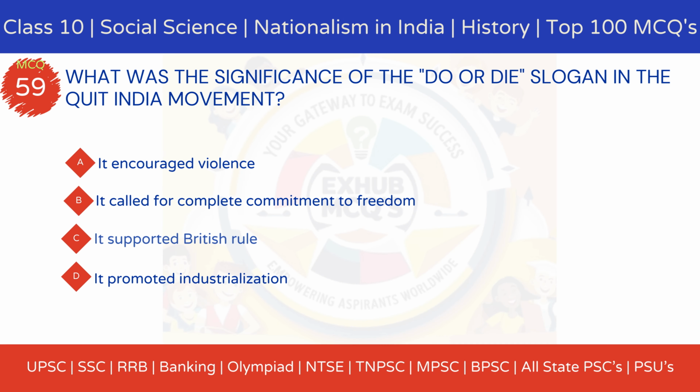MCQ 59. What was the significance of the Do or Die slogan in the Quit India movement? Option A. It encouraged violence. Option B. It called for complete commitment to freedom. Option C. It supported British rule. Option D. It promoted industrialization.